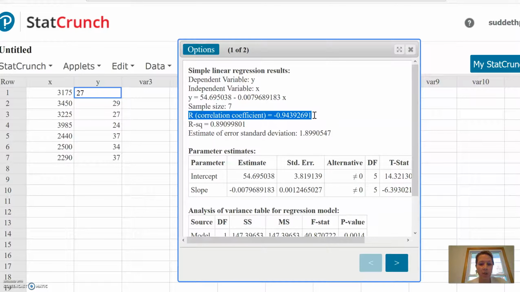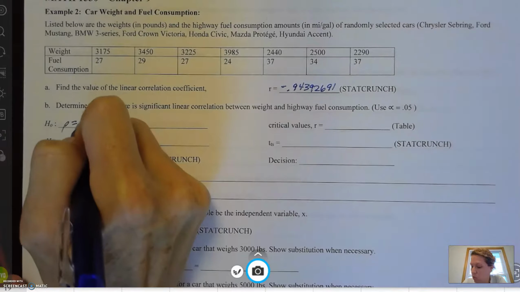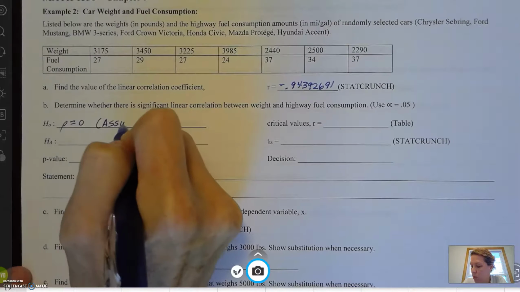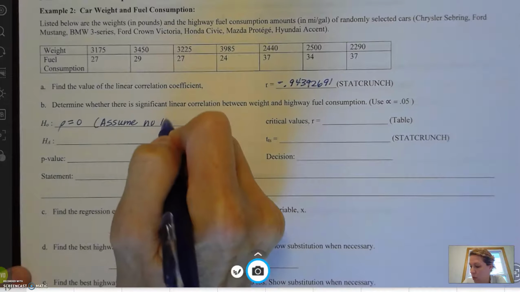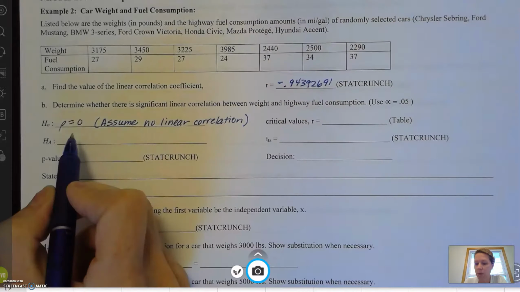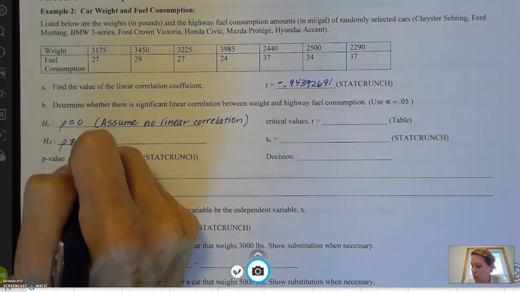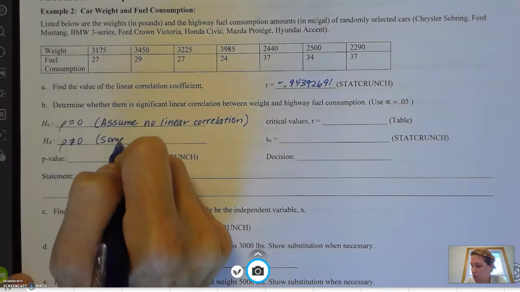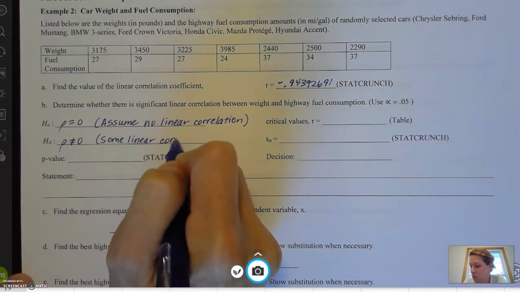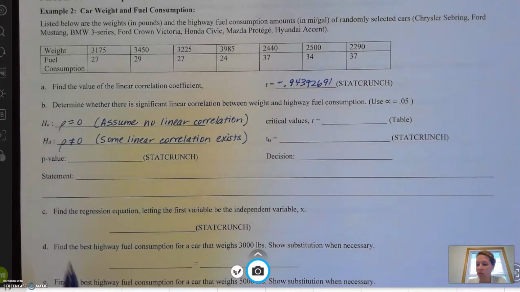Now we're going to have to do a linear correlation hypothesis test. For this, H sub 0 is going to be rho equals 0. So we're going to assume no linear correlation exists. Remember, if R is 0, that means there's no linear correlation. H sub A is going to be rho does not equal 0, so this indicates some linear correlation exists. I like the words as well as the symbols here to help understand the values better.